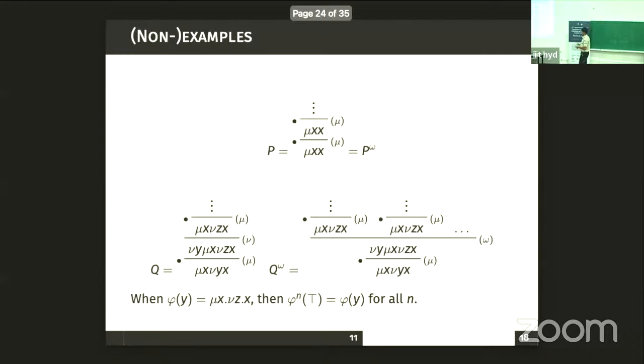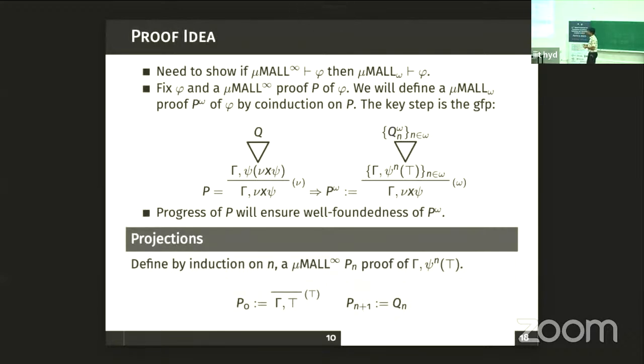An important point here is that this transformation does not necessarily give you a well-founded proof. And crucially, you need to use the progress of this proof P to ensure that this P omega construction, which we did, is well-founded. Because remember, we are going from finitely branching non-well-founded proofs to infinitely branching well-founded proofs. So we need to ensure that the object which you get at the end is well-founded.